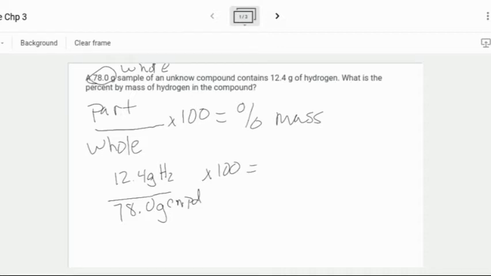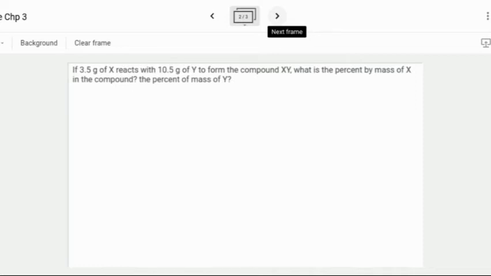So we'll get 15.9 for our percent hydrogen. All right, so that is our first part. That is when you're looking at one element in the whole compound.